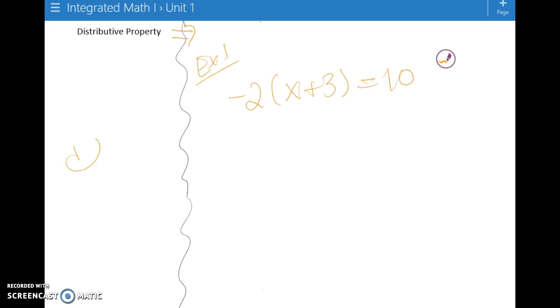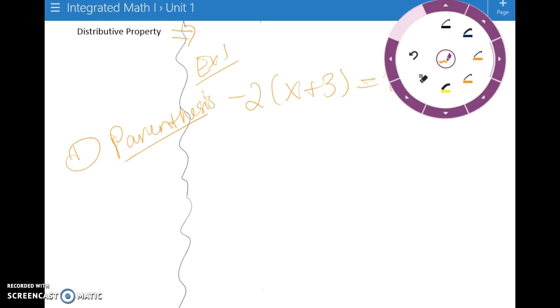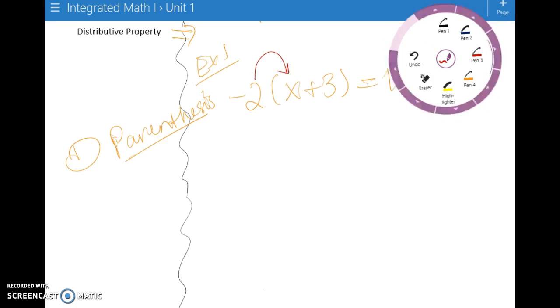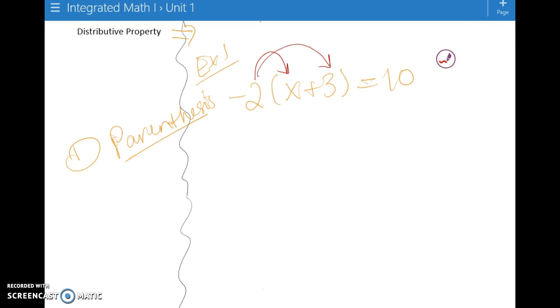First, you always get rid of your parentheses. So whenever you have parentheses in your equation, distributive property should be the first thing you do. Alright, so the first thing I'm going to do is distribute the negative 2 to the x and to the 3. That will get rid of my parentheses for me. So negative 2 times x is negative 2x. And negative 2 times 3 is a negative 6 equals 10.